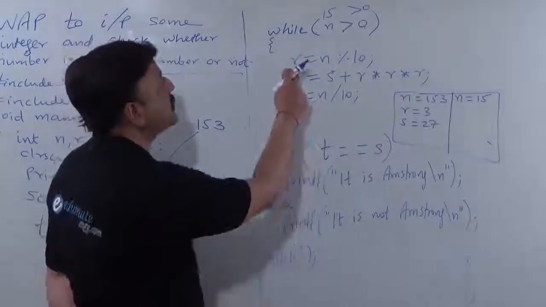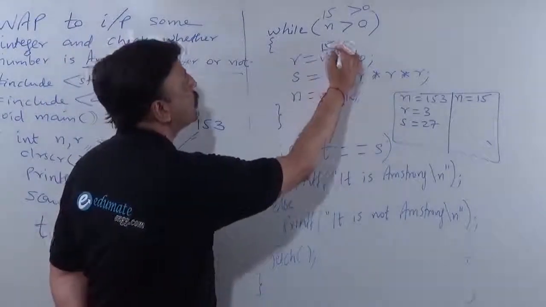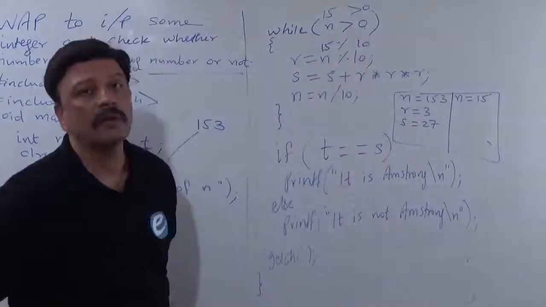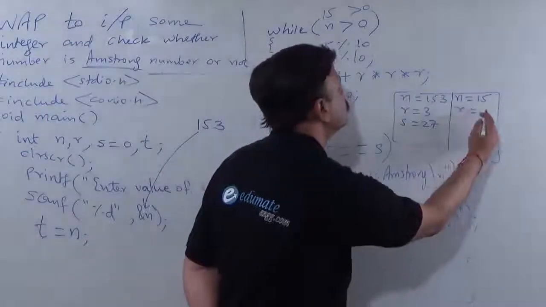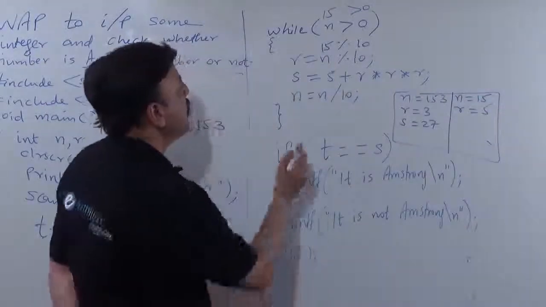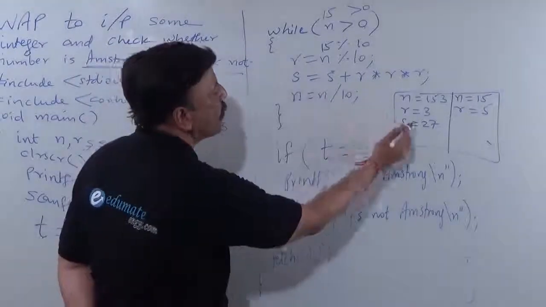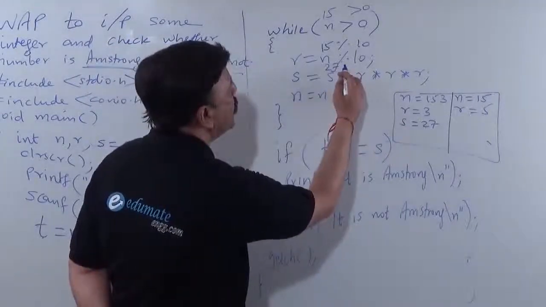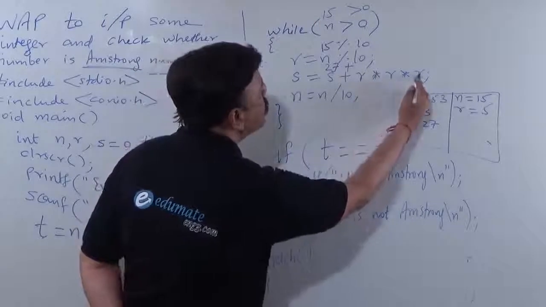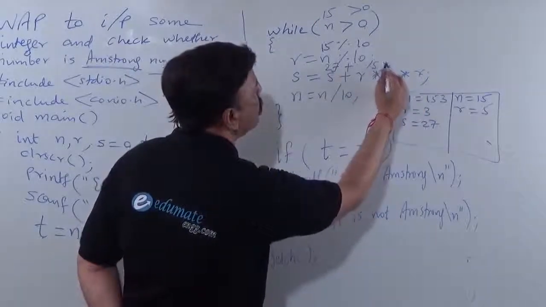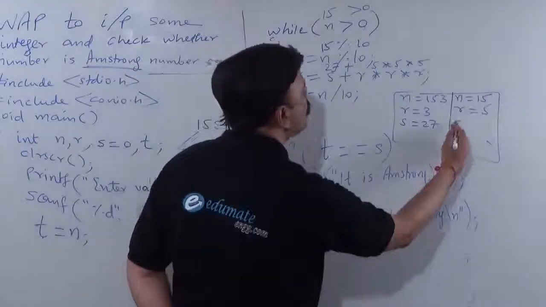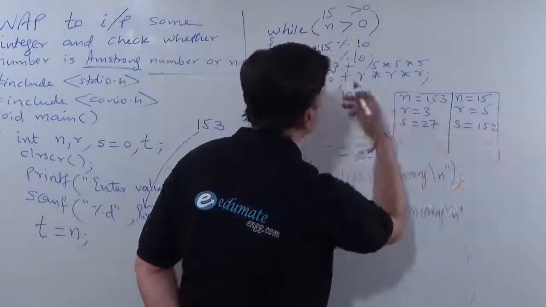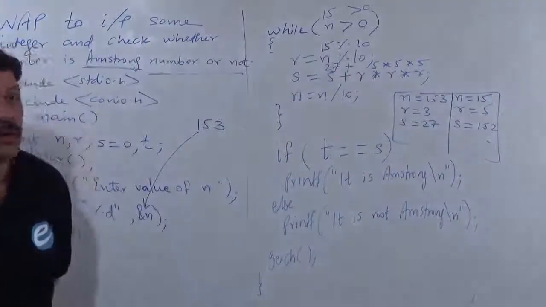So this line runs. R becomes 15 % 10. 15 % 10 is 5. So R becomes 5. Then S becomes previous value of S, which is 27 plus 5 cube, isn't it? 5 into 5 into 5. 5 cube. Hence, S will become equal to 152. Just have a look at that. Check it. It will be 152.